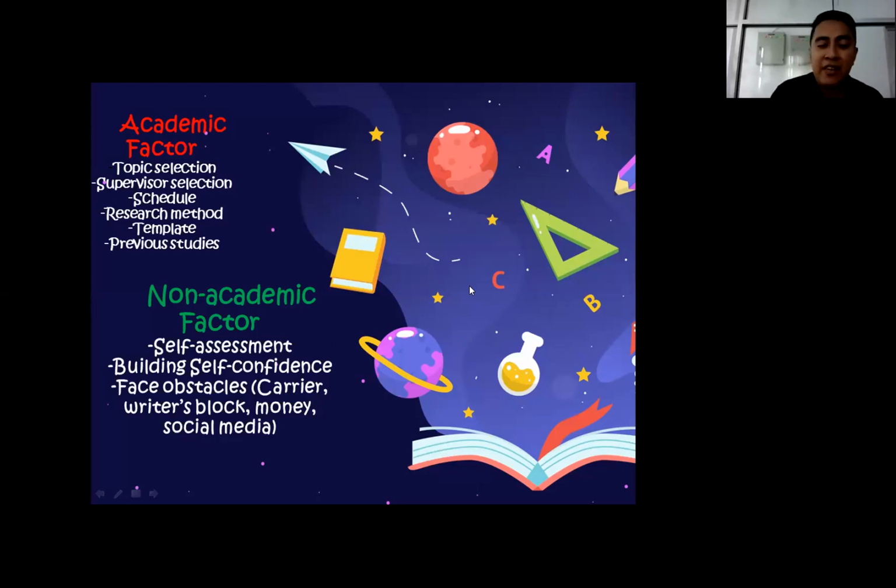And face obstacles like the career. Several students in postgraduate programs are lecturers or teachers. They have a position at their office and so on, so they have to manage it. And the writer's block. Oh my God, this is one of the obstacles for students writing thesis or dissertation. So you have to think about it. But for me, it depends on the person, because when I got writer's block, of course, I took a break for some time. And after that, I built my mood again to write. So the main point is it depends on the person.